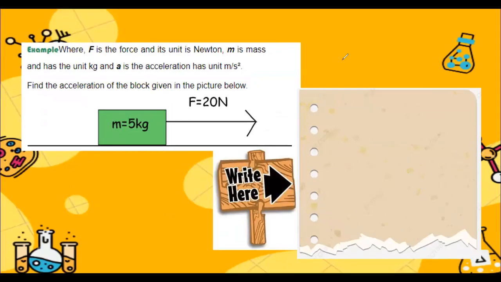In our example, F is the force and its unit is newton. M is mass and it has the unit kg. And acceleration has the unit m per s squared. So you need to find the acceleration for this problem. So our missing variable is acceleration. Now, based on our illustration, we have a force of 20 newtons and a mass of 5 kilograms.